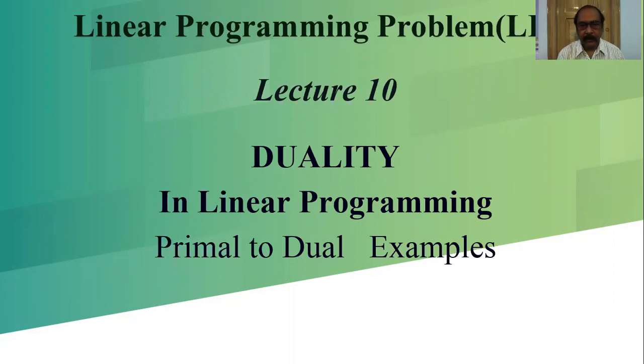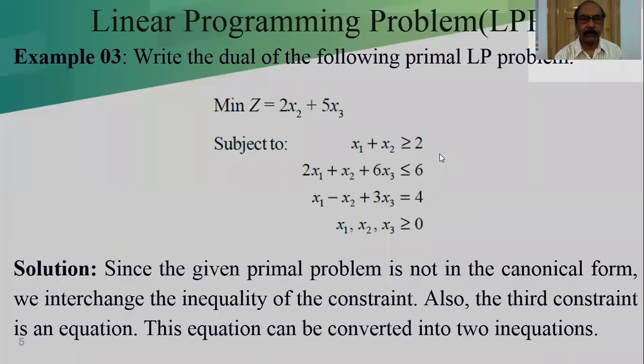For equations, we have to break them into two weak inequations, less than or equal to and greater than or equal to. For finding the canonical form, for the maximization problem, you have to convert greater than or equal to into less than or equal to by multiplying both sides by minus 1. For the minimization problem, canonical form, a less than or equal to type has to be converted to the greater than or equal to type by multiplying both sides by minus 1.